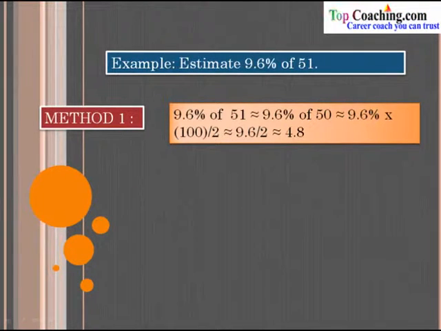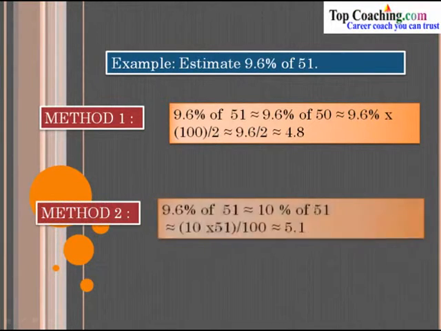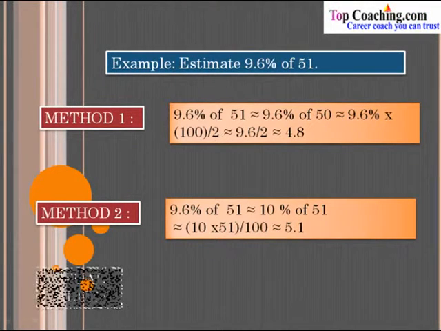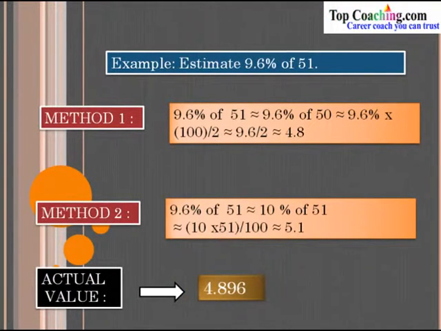Here we have taken the approximate value of 51. Now the second method: we approximate 9.6% to be 10%. So that would be 10% of 51, which is equal to 5.1. Thus the approximate value of 9.6% of 51 is 5.1. From method 1 we get the approximate value 4.8, and from method 2 we get the approximate value 5.1. But the actual value is 4.896.